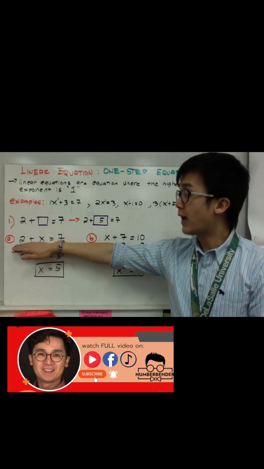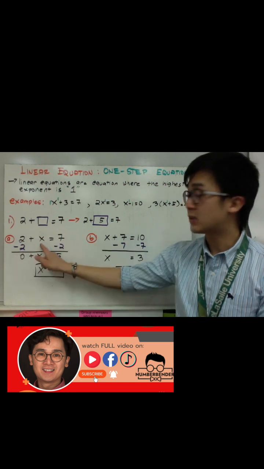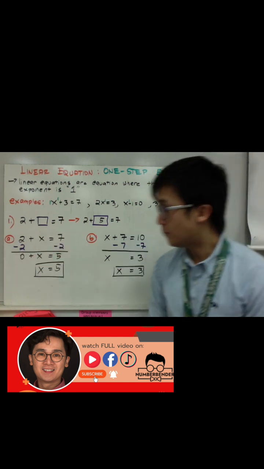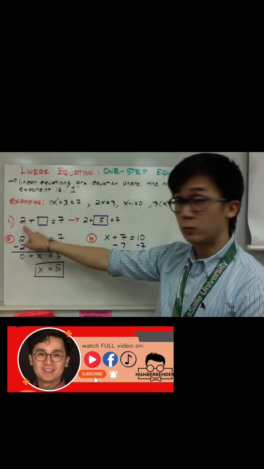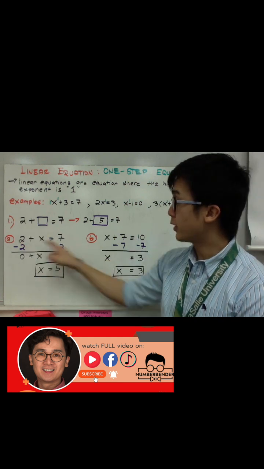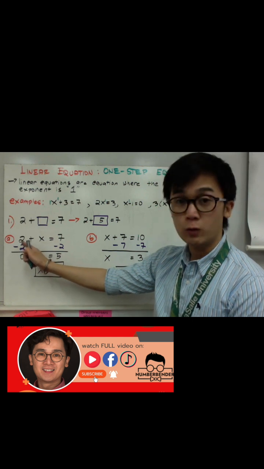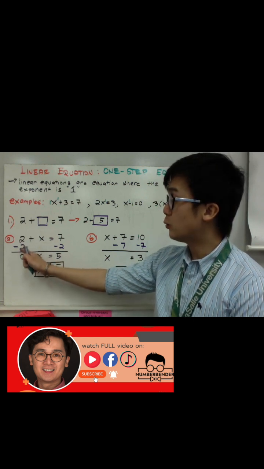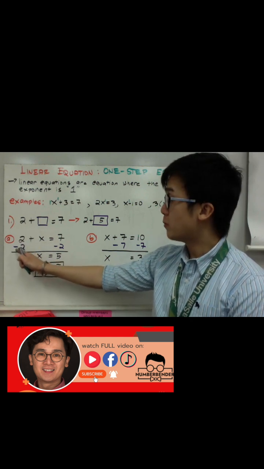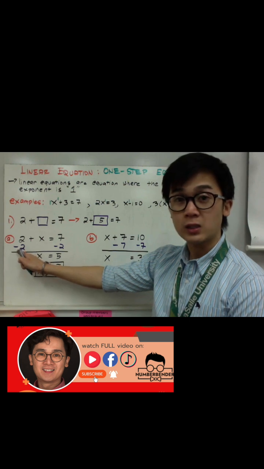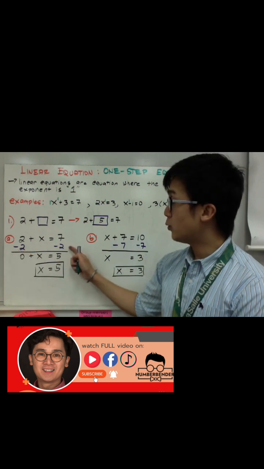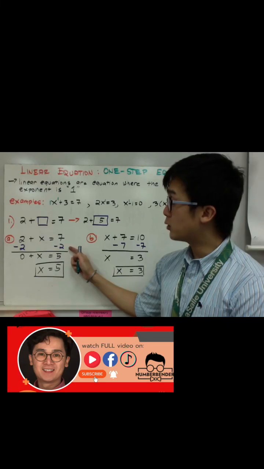To solve for x, we need x by itself, and to do that, we need to get rid of 2. To get rid of 2 in your equation, you do the opposite operation, the additive inverse of 2, which is minus 2. If you subtract 2 on this side of the equation, you also need to subtract 2 on the other side to balance it out.